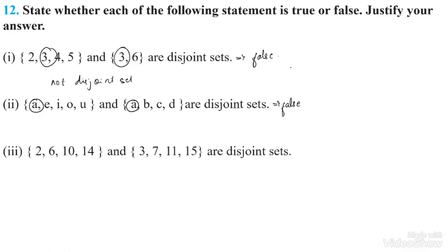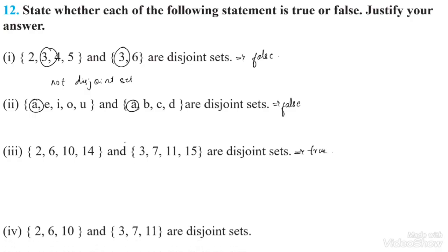Next question. 2, 6, 10, 4 and 3, 7, 11, 15 are disjoint. Yes, between these two sets there is no common element. Therefore, this is a true statement.